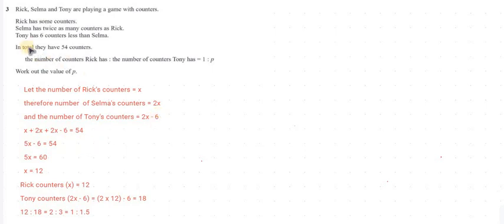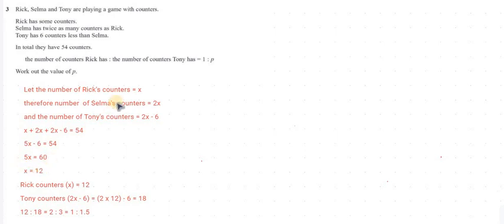Okay? And it says in total they have 54 counters. So we just add X plus 2X plus 2X minus 6. And that just becomes a simple linear equation. X plus 2X plus 2X, that's 5X minus 6 equals 54. Collect like terms. You add 6 to both sides. 5X is equal to 60. And if you divide both sides by 5, X is equal to 12.